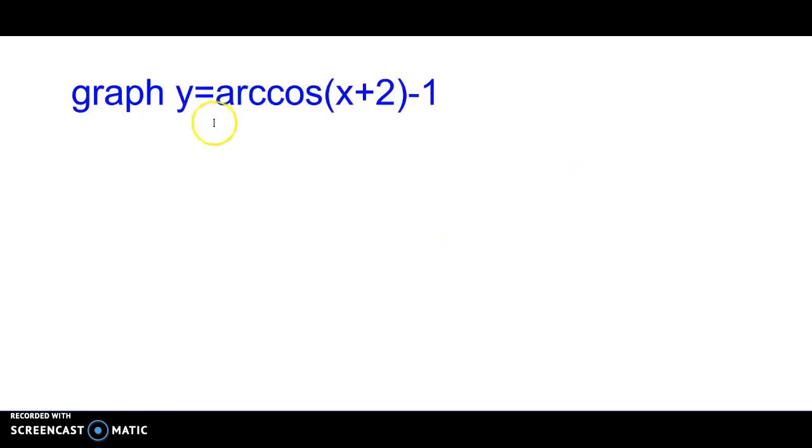Okay, so let's try arc cosine. Same thing. I want you guys to try this one on your own. I would start by figuring out what the graph of y equals arc cosine of x looks like, and then apply the transformations of going left 1 and down 1 to that. So go ahead and try this on your own.